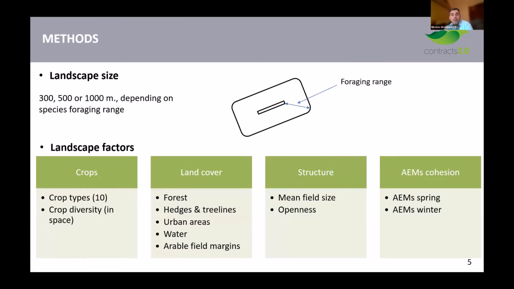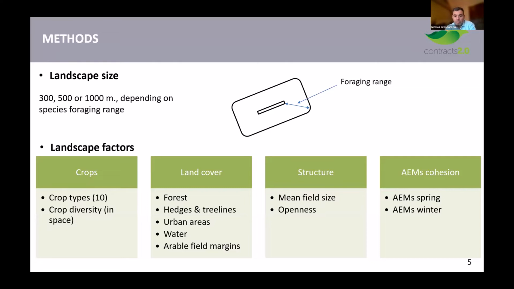In this study, we define a landscape from the perspective of the ecology of the studied species. That is, a landscape is an area of land that contains habitat patches used by these species to breed, forage, and shelter. And consequently, the landscape size is defined per species based on their typical foraging range. We analyzed the effect of 4 types of landscape factors: crop types and crop diversity, land cover other than agricultural, the structure of the landscape, and the cohesion of agri-environmental measures.